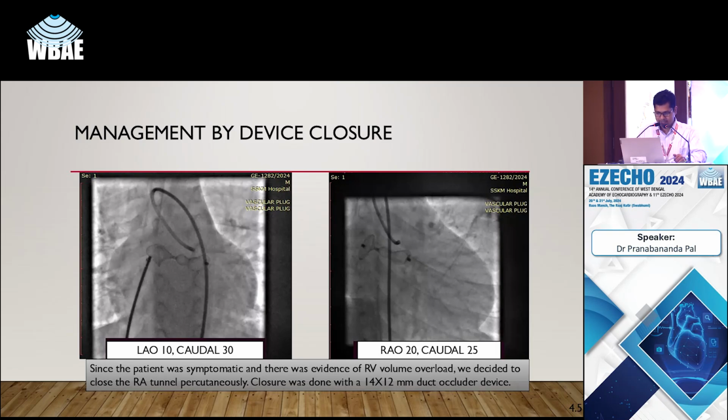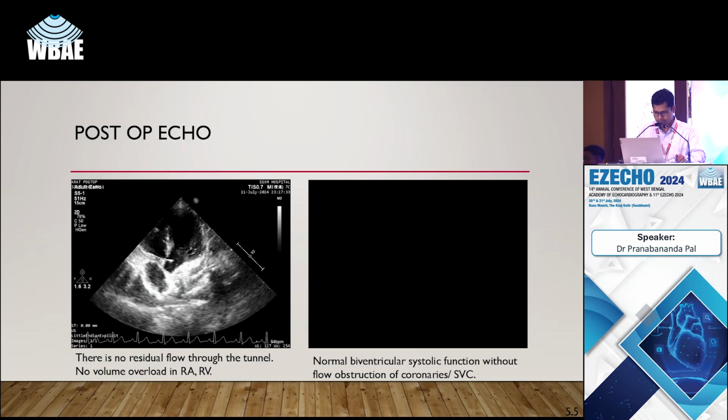Since the patient was symptomatic and there was evidence of RV volume overload, closure was done with a 14 by 12 millimeter duct occluder device. So this is the image of closure of the tunnel percutaneously. After closure, the angiogram showed patent left coronary arteries, LMC and LAD. On post-procedure echo, there was no residual flow through the tunnel.